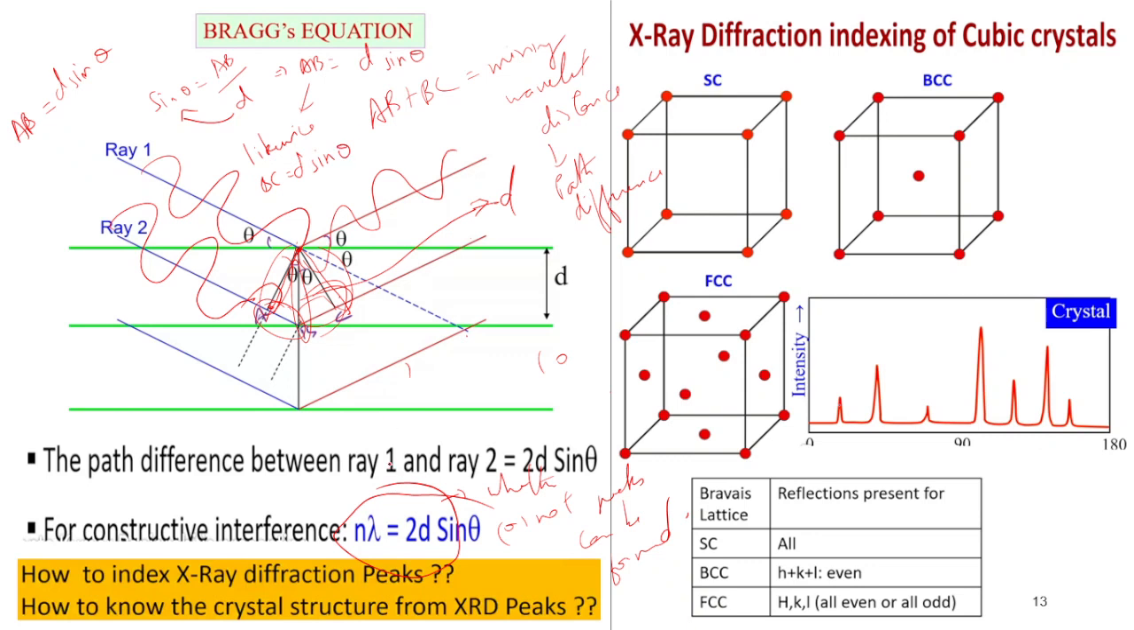Now to find the path difference, or PD, AB plus BC, we get 2d sine theta. So the number of wavelengths, the order of diffraction, that is the order of wavelength striking here, times the wavelength is equal to 2d sine theta.